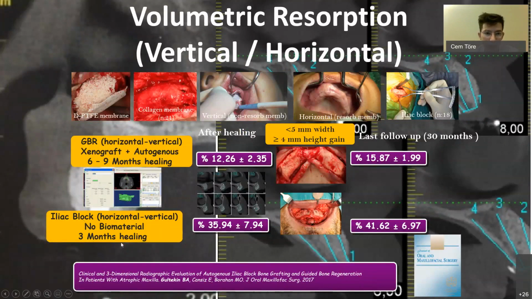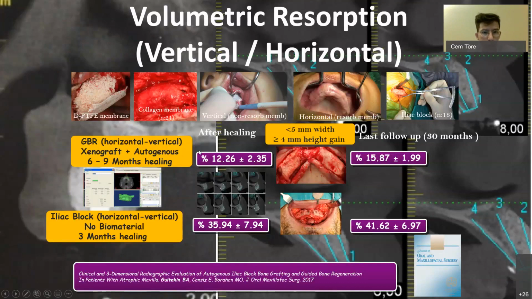And to clarify, we are not trying to cheat with our GBR 6 to 9 months of healing and giving the block just 3 months. It is a known fact that after 3 months, the iliac block is already melting in place. It's resorbing fast, so before it's all gone, you need to place your implants and load that bone to cut the resorption of the bone.